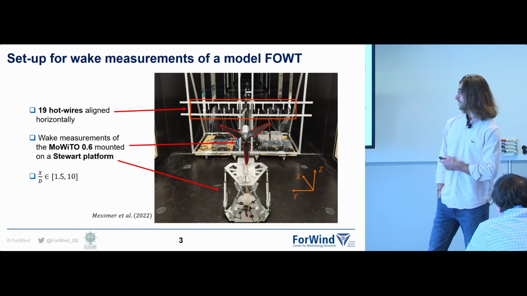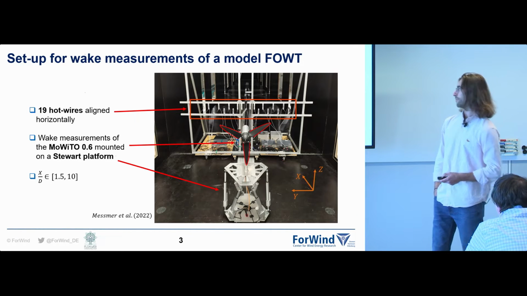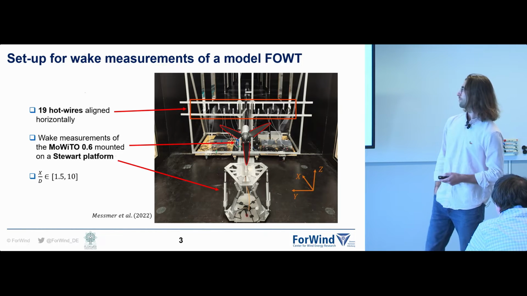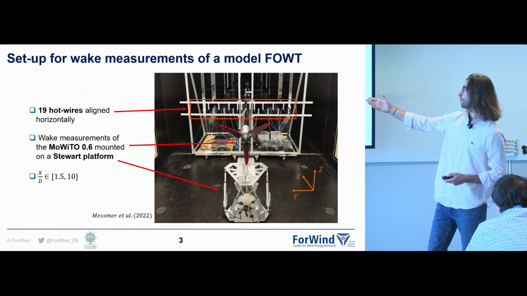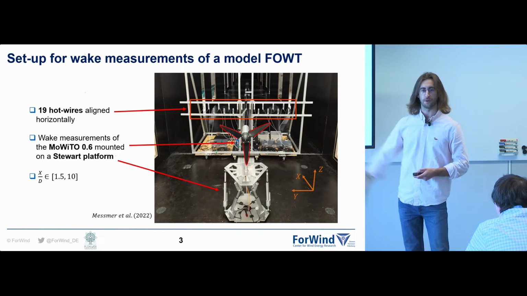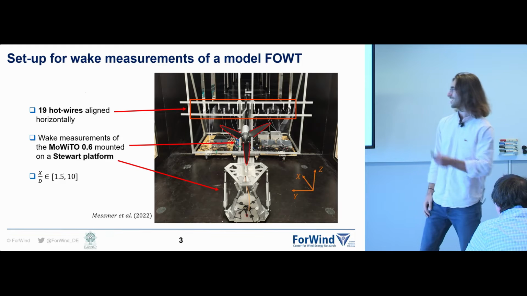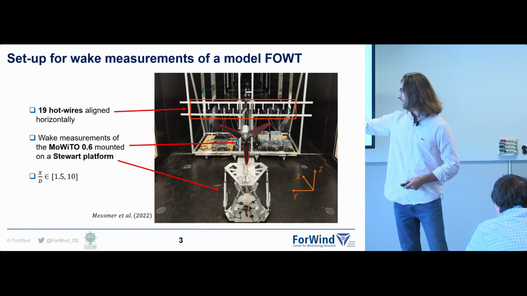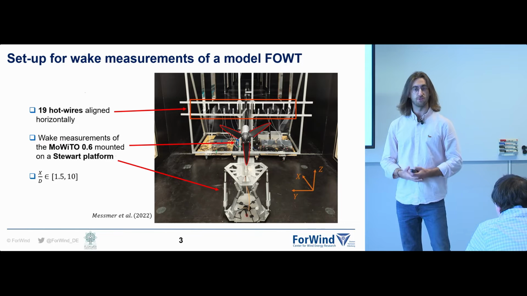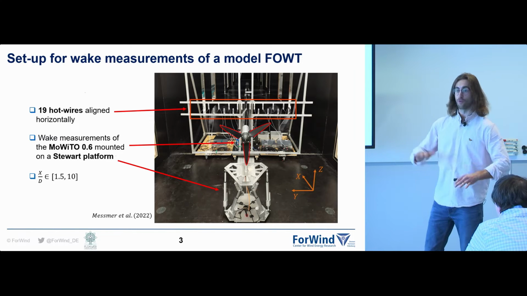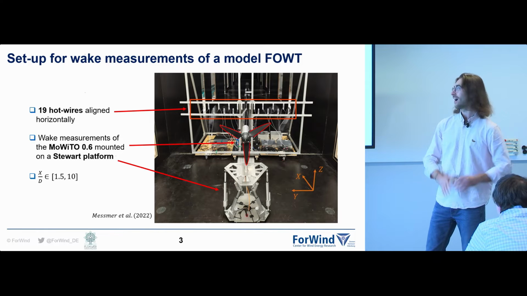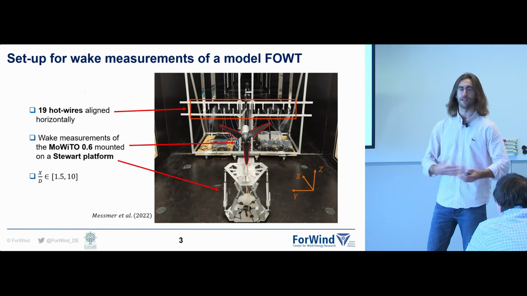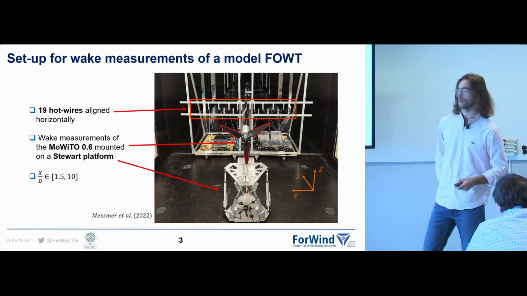And in order to address this issue, we developed at the University of Oldenburg an experimental setup that is composed of a model turbine, the so-called MoWiTO 0.6. That's a model turbine with a rotor diameter of 60 centimeters. And it's mounted, as you can see here, on a motorized platform, a Stewart platform, that is being used to reproduce the motion of a floating wind turbine artificially in the wind tunnel. So without having the need to reproduce waves like we do in a wave basin.